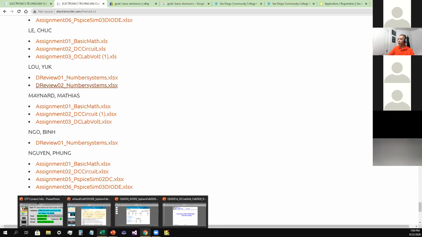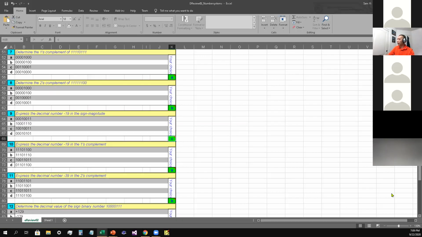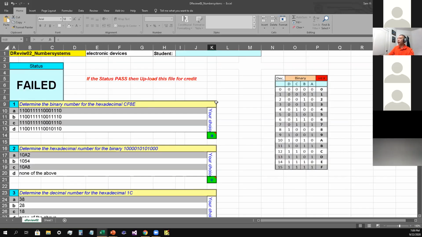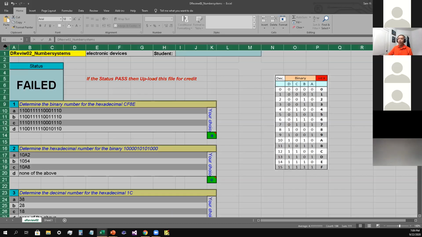Let me see number 2, enlarge it a bit. Here is how you can check these answers. What you have to do is come to the top left corner right here and click on that. That will highlight the whole screen, and you can hold Control C to copy it.